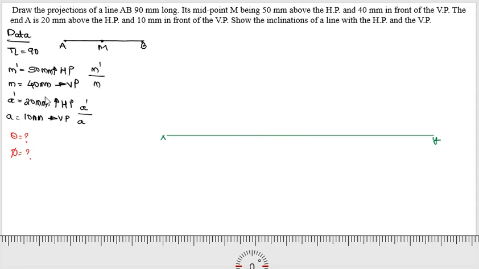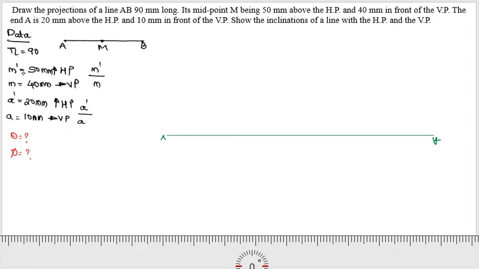So we can locate the point M first. In the midpoint problem, there are two possibilities which we can do. One is by holding the midpoint or by holding the end point A. You can fix any one point. You can fix the midpoint or you can fix A. Both are correct. So let us start with the easiest method, that is fixing the midpoint.